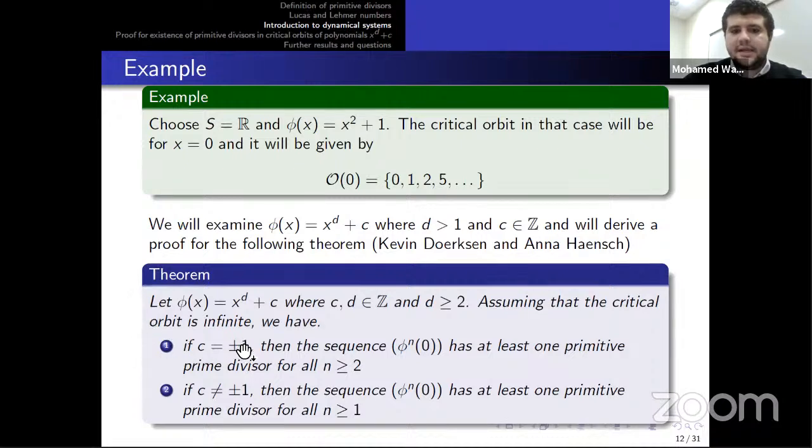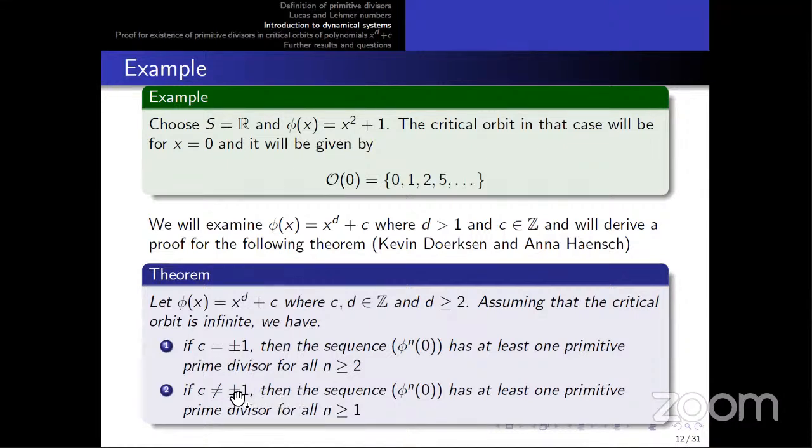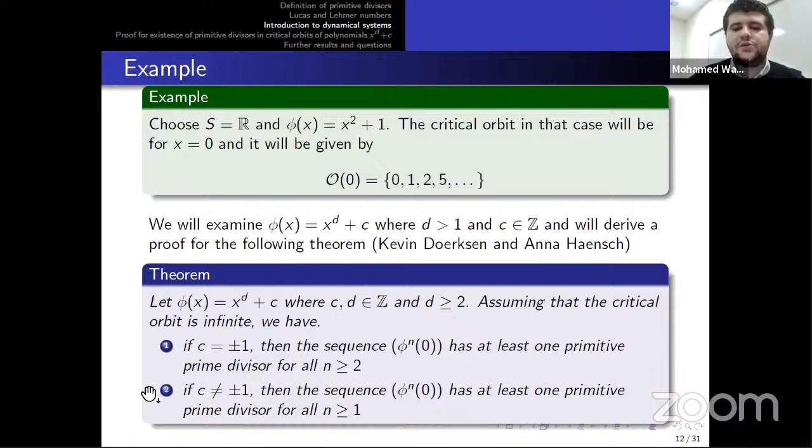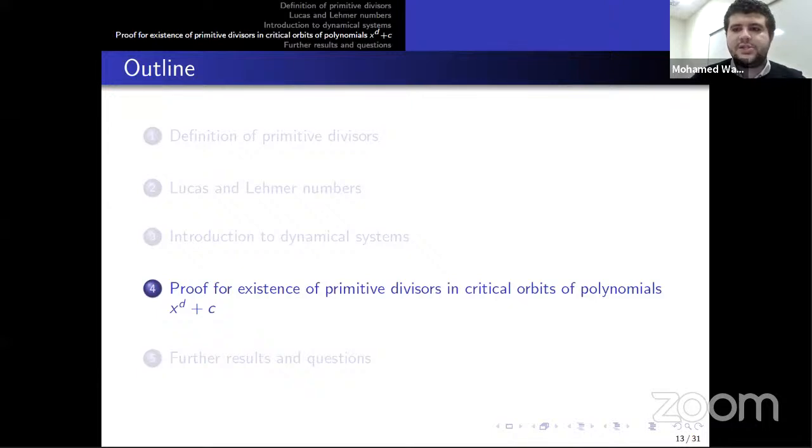If c is plus or minus 1, then the critical orbit will have at least one primitive prime divisor for each element in the sequence, except for element 0 and element 1. So for all n greater than or equal to 2, there is at least one primitive prime divisor. If c does not equal plus or minus 1, then all of the elements will have a primitive prime divisor from n greater than or equal to 1. We will try to prove this. Now we will introduce a few lemmas before proving it.